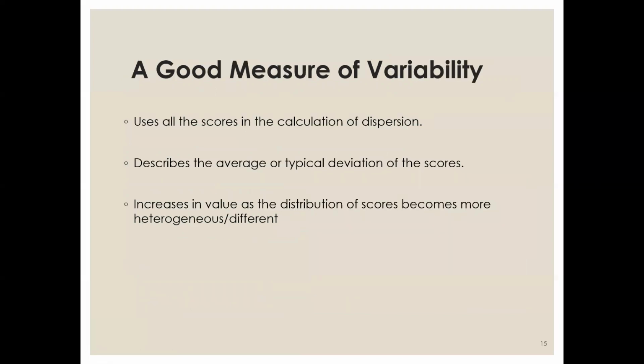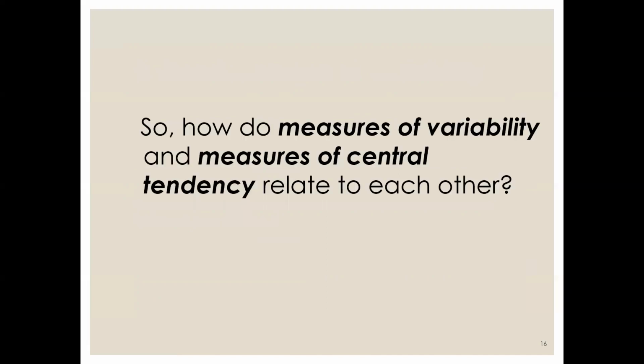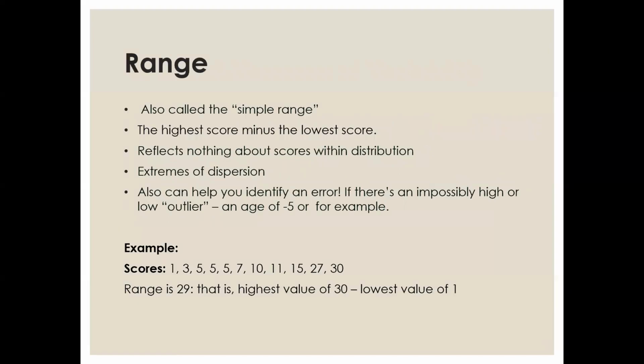So what is a good measure of variability or dispersion? It has to show you how spread out or where the scores lie, right? How far apart are the scores that you're seeing? So how do they relate? They are frenemies, right? Central tendency: how tight or how close the scores are, how close the data are together. Variation, variability, dispersion: how distant the data are from each other.